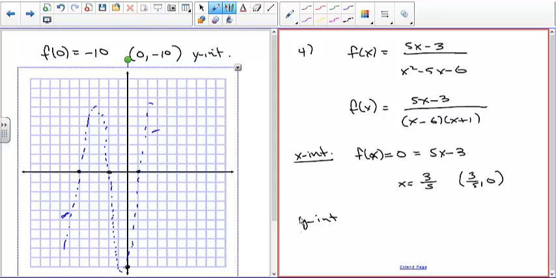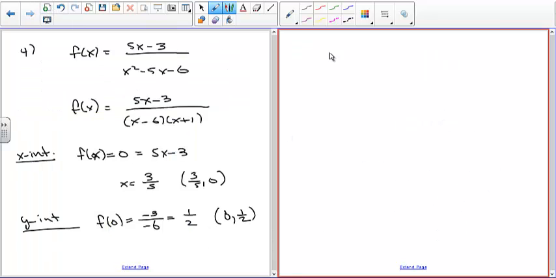The y-intercept, that's f of 0. So you plug 0 in, you'll get negative 3 over negative 6, which is positive 1/2. And the coordinate is going to be (0, 1/2). So that's my y-intercept. My vertical asymptotes are equations: x equals 6 and x equals negative 1. So they're the values of x where the denominator goes to 0. So x minus 6 equals 0 gives you x equals 6 as an equation, and x plus 1 equals 0 gives you x equals -1. So those are the equations for the vertical asymptotes.